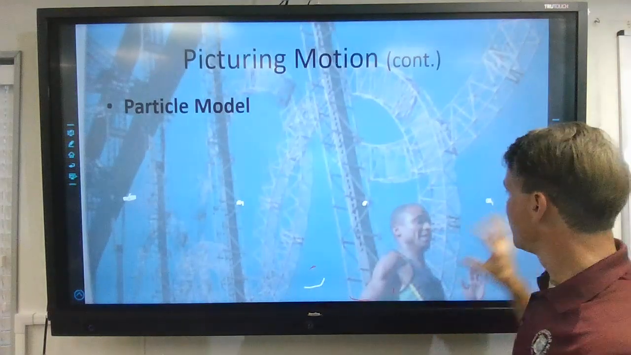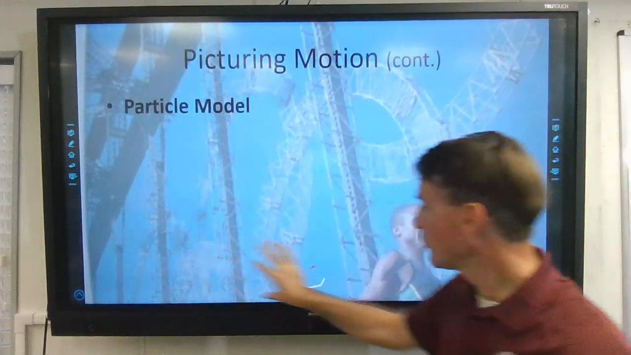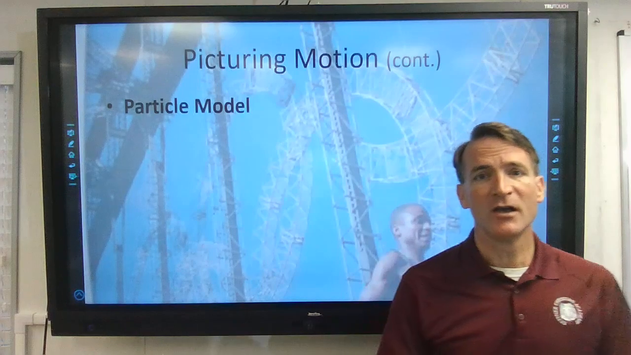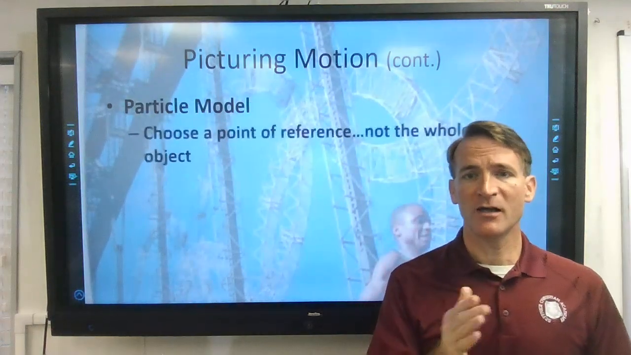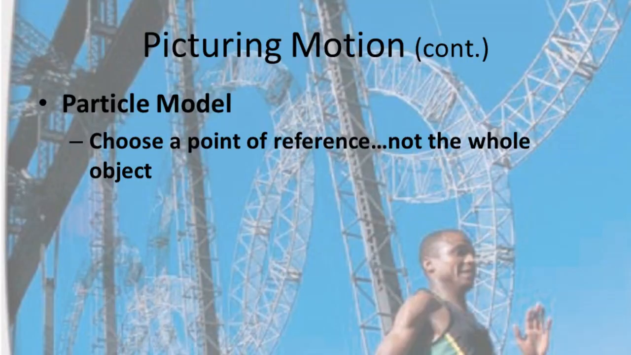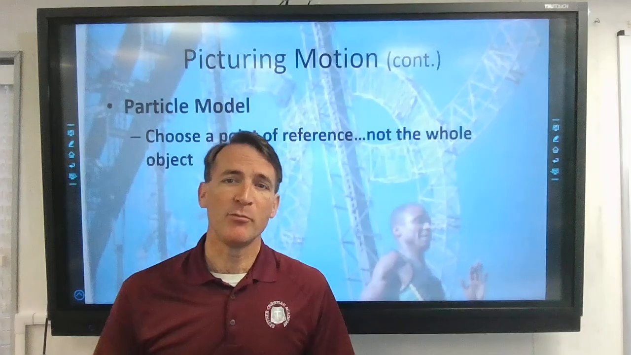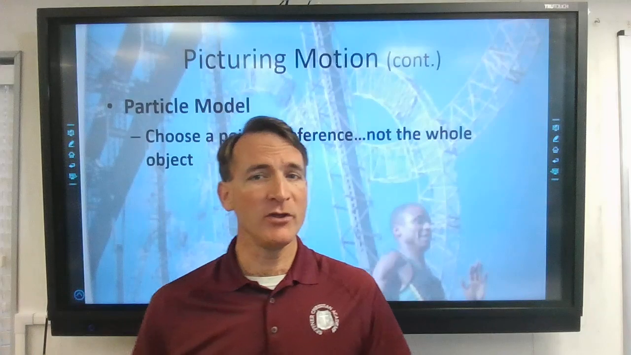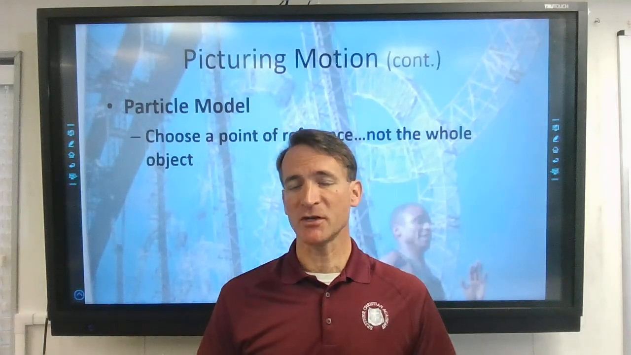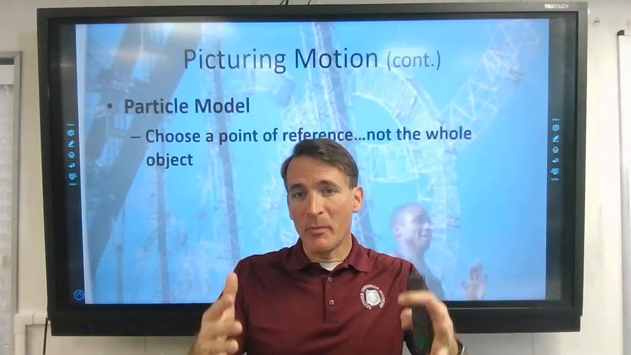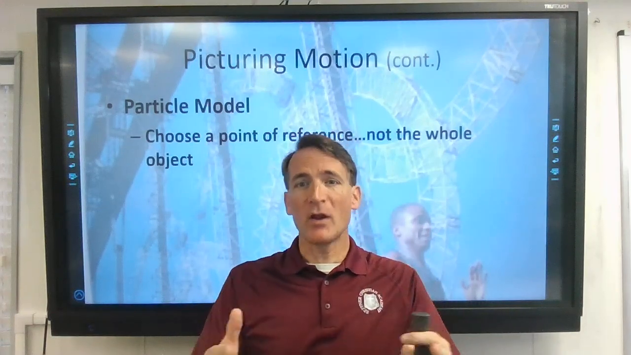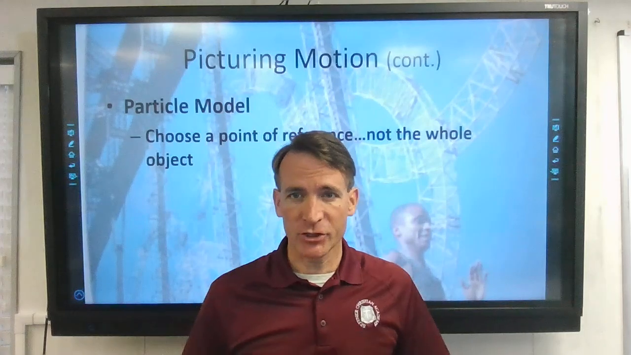So we have different particle models. And those particle models represent the location of the individual or of the object at each time interval. When we do this, we want to choose a certain point on the object, preferably a point on the object that is not going to change in relationship to the rest of the object. So let me give some examples. Let's just say we go back to our sprinter. He's running in a race, the 100-meter dash, okay?